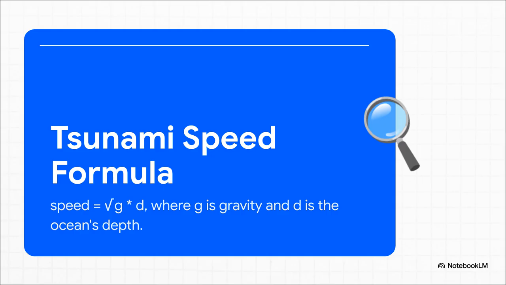It's pretty amazing, right? The speed of a tsunami, it all comes down to the square root of gravity times the ocean's depth. So they measure the water levels, plug it into this radical function, and boom, they can figure out how fast that wave is moving. And that calculation, that's what predicts its arrival time, giving people that absolutely crucial window to get to safety.